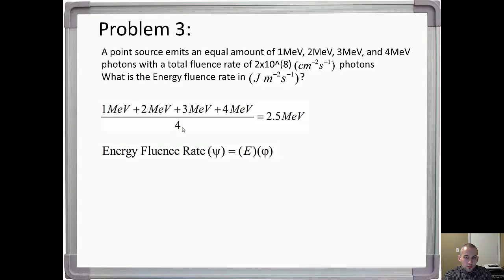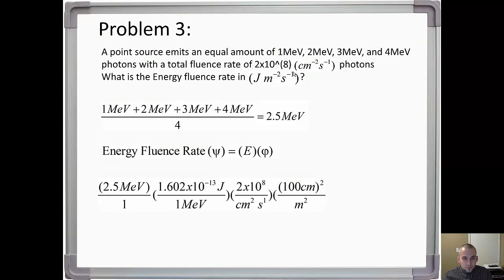We know that the energy fluence rate is equal to the average energy times the fluence rate. And we have the fluence rate. So essentially what we're going to be doing now is just a lot of unit analysis. So 2.5 MeV, average energy. We want it in joules, and we have MeV. So we're going to have to convert 1.602 times 10 to the negative 13 joules.